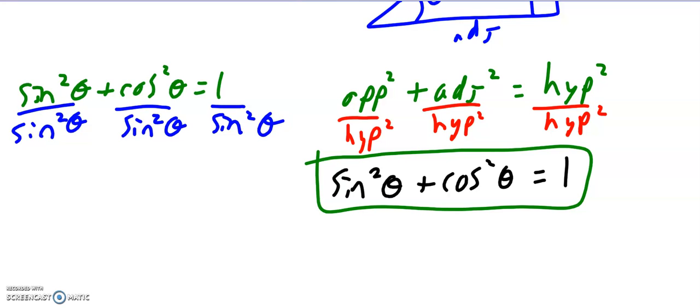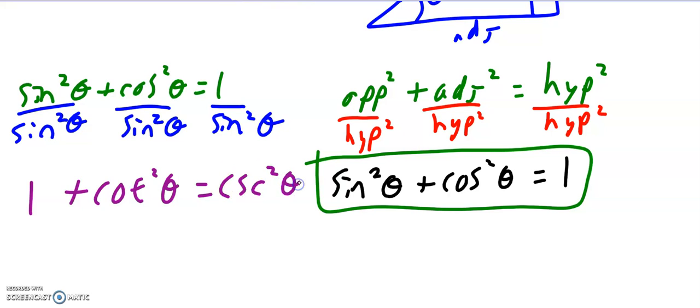So anytime I divide two things that are the same, that's 1. What's cosine over sine? Cosine of theta over sine of theta. What did we say that was? Very good. Cotangent theta. But it's squared, right? So this is going to be cotangent squared of theta. And then 1 over sine of theta is cosecant of theta. So 1 over sine squared of theta is cosecant squared of theta.